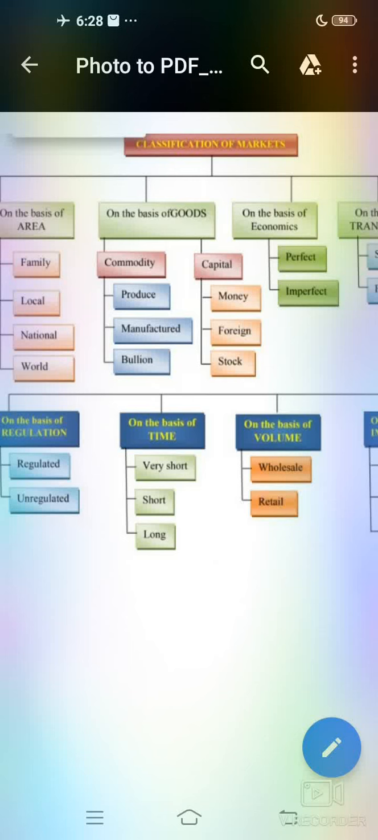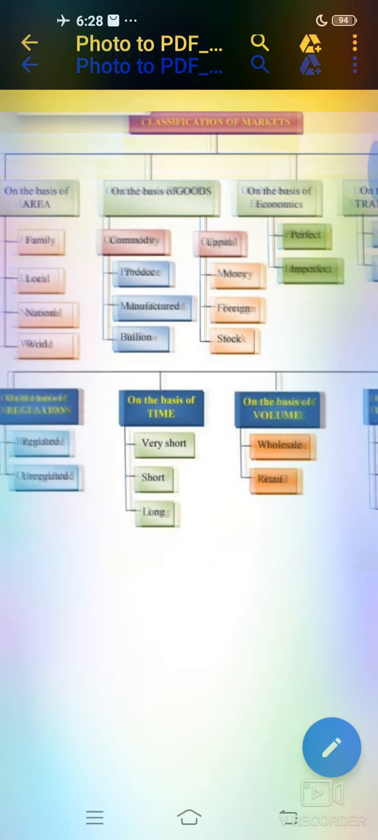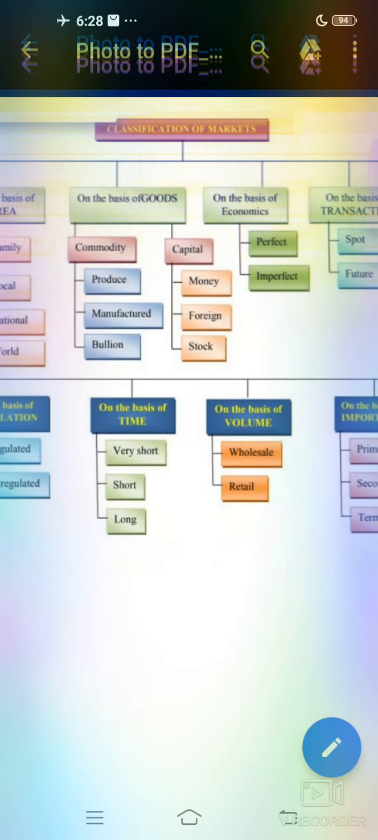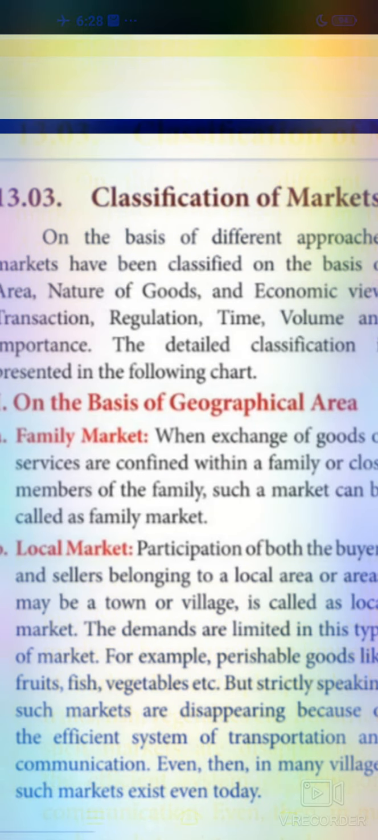Hello everybody. In this video, we are going to see the topic chapter 13, concept of marketing and marketer. Under that, we are going to discuss the classification of markets. Markets can be classified on the basis of area, goods, economics, transactions, regulation, time, volume, and importance. Now let us see the classification of markets on the basis of geographical area.